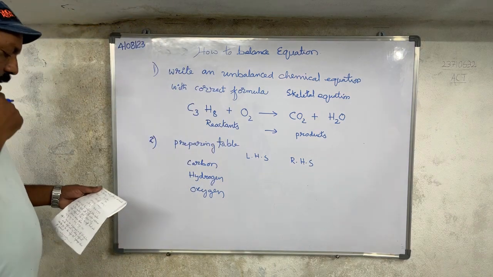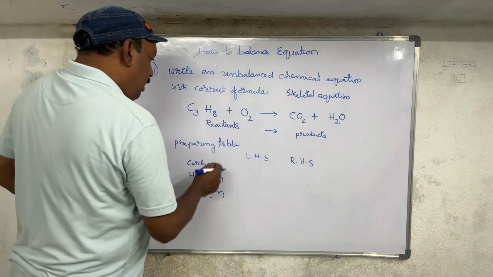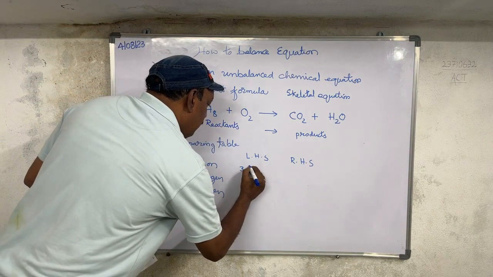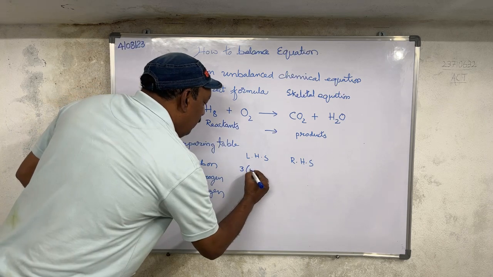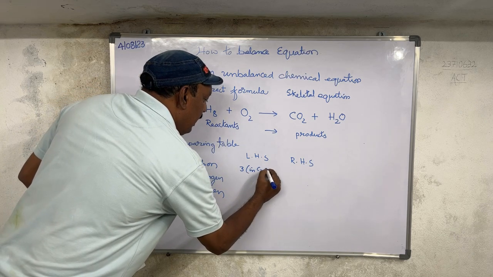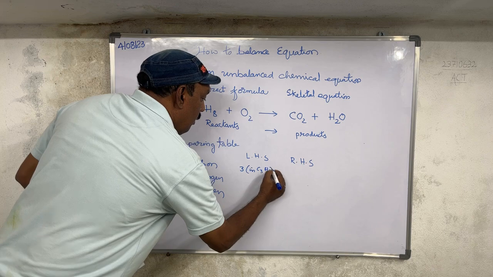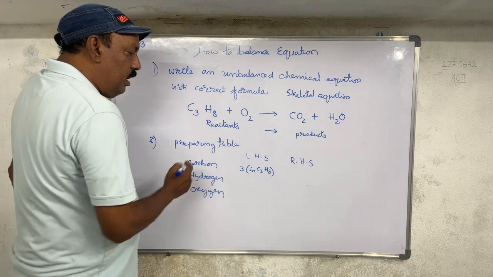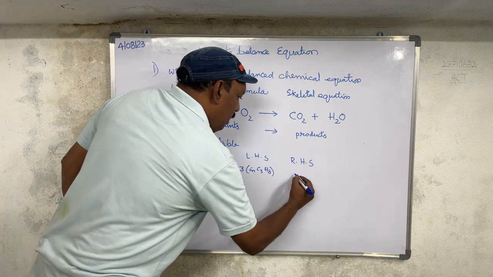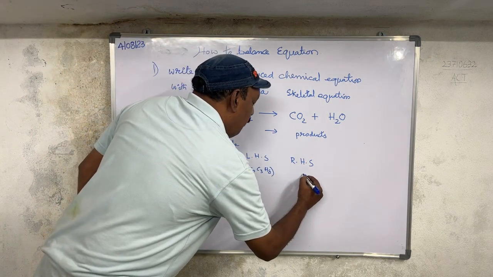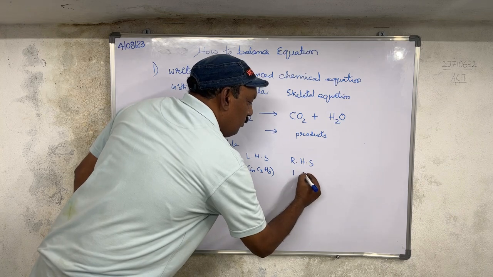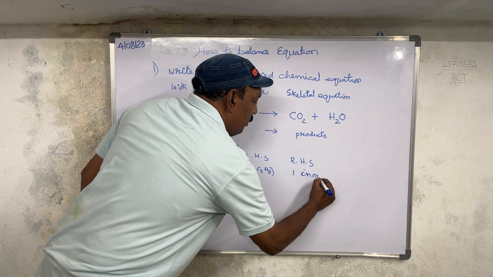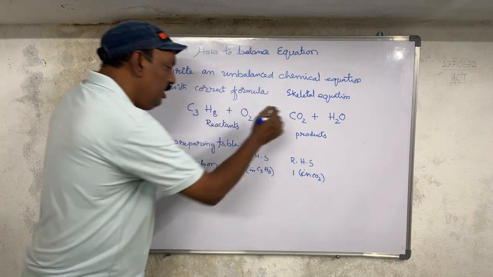Now here see, in the carbons, in the left hand side we are having 3 carbons, that too in C3H8. In propane C3H8 we are having 3 carbons. But here in the right hand side we are having only 1 carbon, that too in CO2. CO2 has 1 carbon.